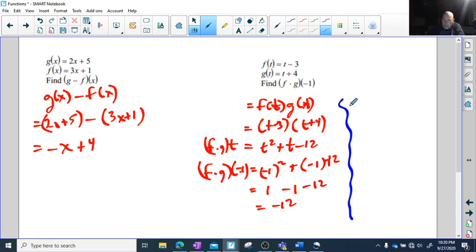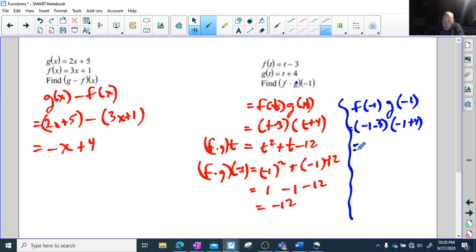The other way to do that same question, which is I think what I probably prefer to do with these, is right at the beginning, figure out f at negative 1 and multiply that by the answer you get when you do g at negative 1. So f at negative 1 means go up to function f, put negative 1 in for t. So it's going to be negative 1 minus 3. And then go to function g and substitute negative 1. So g, and put negative 1 in here. So negative 1 plus 4.